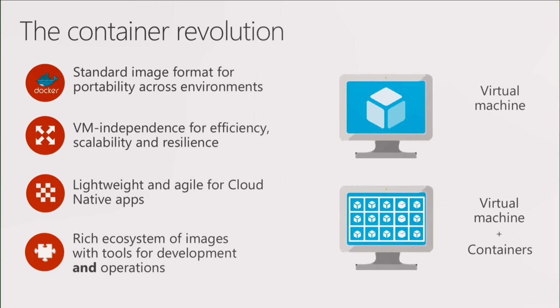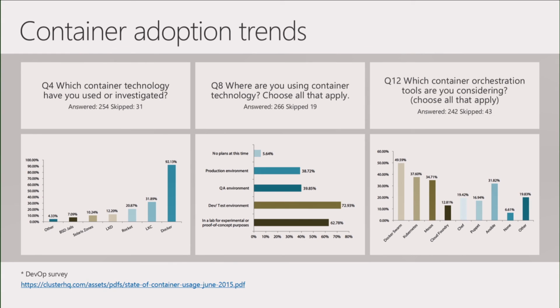This talks about this packaging technology that is most commonly known as Docker, but there are lots of other packaging technologies out there. And what's great about it is they're VM independent, so it's very easy to move these packages from one machine or one VM to another. They're also super lightweight and agile. They work in this microservices world that we were just talking about. And there's an ecosystem of tools and images for both development and operations that you can take advantage of.